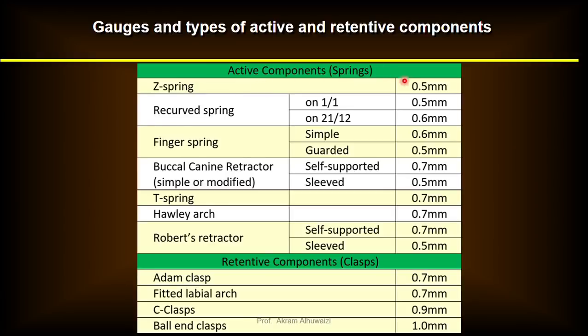So Z springs are made of 0.5 mm hard stainless steel wire. Recurved springs, if positioned on centrals, are made out of 0.5 mm hard stainless steel wire, and if they're positioned on 4 teeth, they're made out of 0.6, etc. Finger springs, which are simple or guarded. Buccal canine retractors, which are either self-supported or sleeved. T-springs, Howe's arches, Roberts retractors, which are also either self-supported or sleeved. And the retentive components are Adams clasps, fitted labial arches, C-clasps, and ball-end clasps.